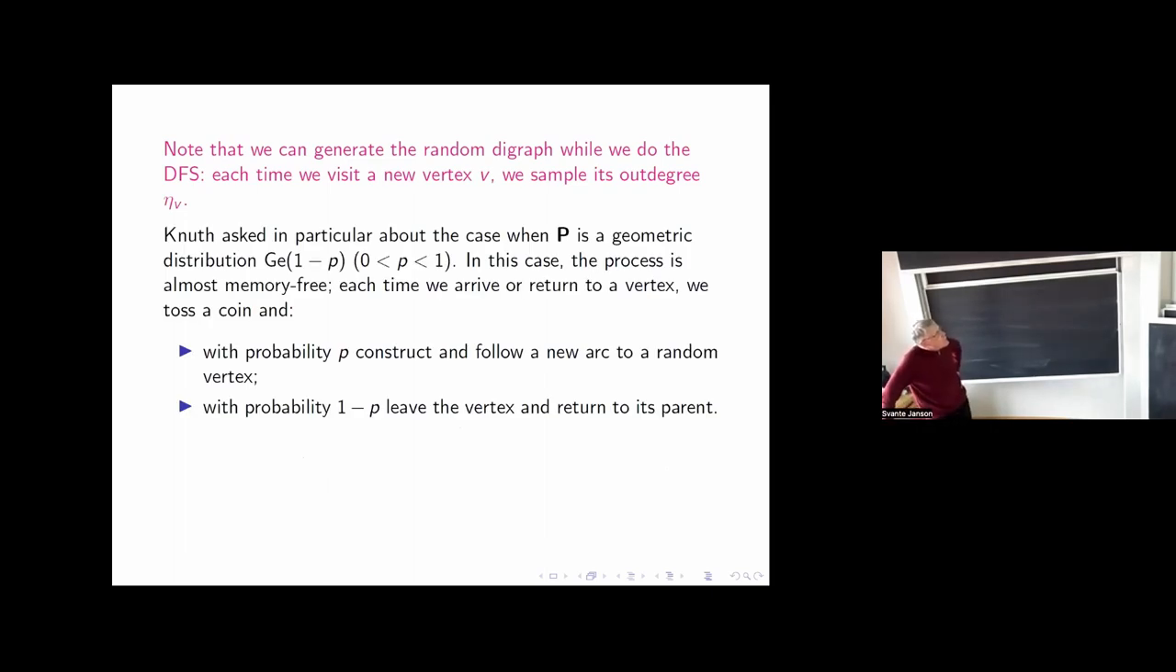Knuth's initial question was about the particular case when this out-degree distribution is geometric with parameter 1 minus p, say it that way. The reason he was interested in that is that in this case, the process is almost memory-free. We don't have to keep track of the number of arcs we already have seen or visited from a certain vertex. Each time we either arrive at the vertex or we return to the vertex after having visited some children, we just do the same thing. We toss a coin and with probability p, we construct and follow a new arc. But with probability 1 minus p, we conclude that there are no more arcs from that vertex. So we leave that and return to its parent.